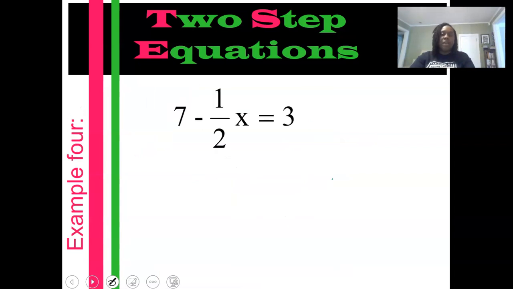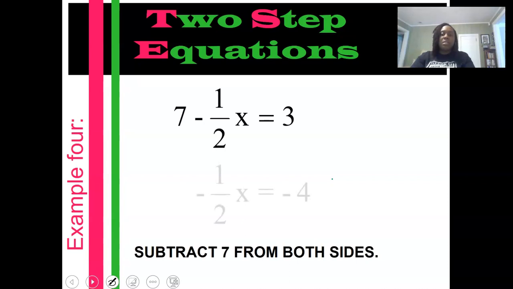All right, this is our final example that we'll walk through together. So we have 7 minus 1/2 x equals 3. So the first thing we do, just like in the previous example, the only difference here is that we have this fraction in front of x. So I wanted to show you what to do just in case you were to encounter a fraction in a two-step equation. So again, our first step is to subtract 7.